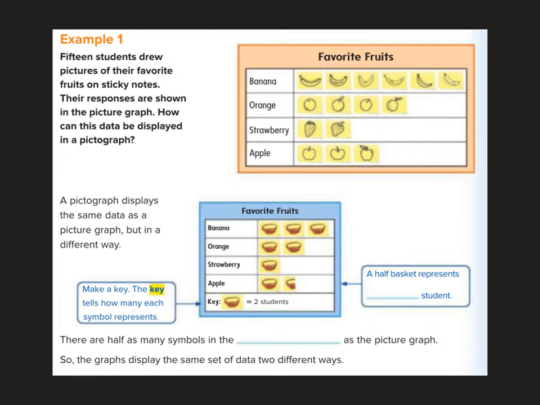Okay, so here's our first example. It says 15 students drew pictures of their favorite fruits on sticky notes. Their responses are shown in the picture graph. There's pictures showing which people voted for which ones, right? How can this data be displayed in a pictograph?